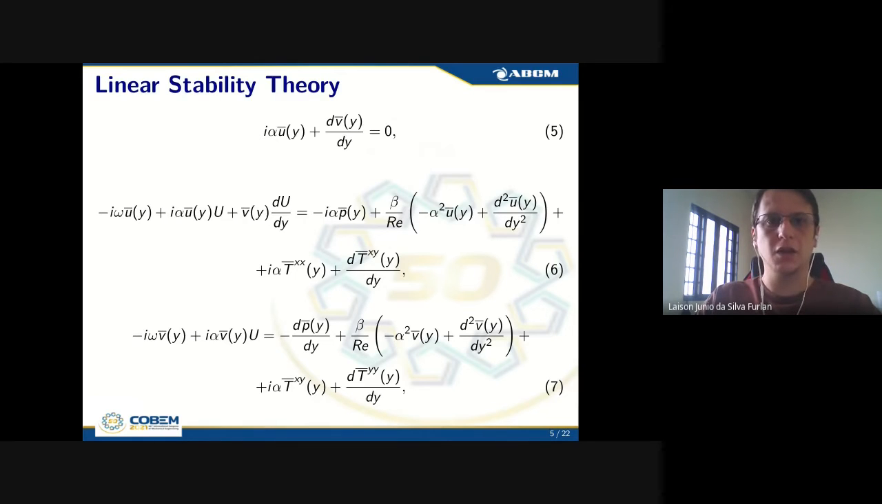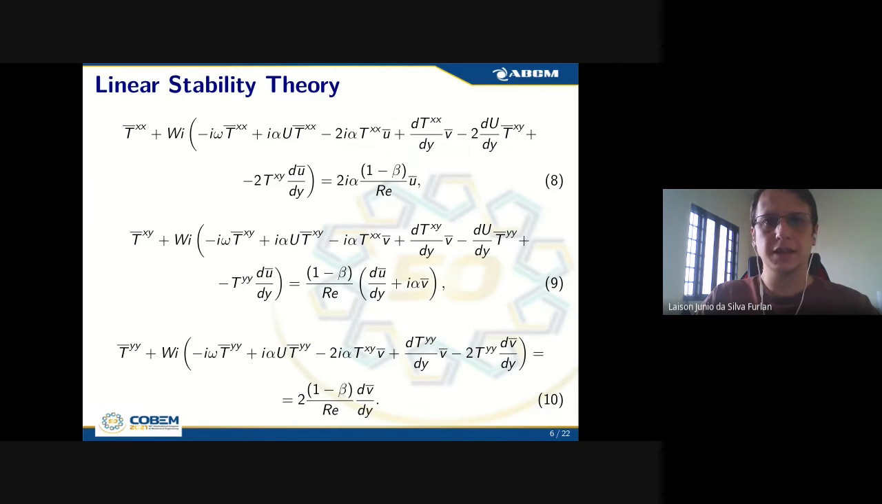So applying all the hypotheses needed to use the linear stability theory, we obtain this system of equations, where equation 5 is the continuity equation, equations 6 and 7 are the Navier-Stokes equation, and equations 8, 9, and 10 are the constitutive model.